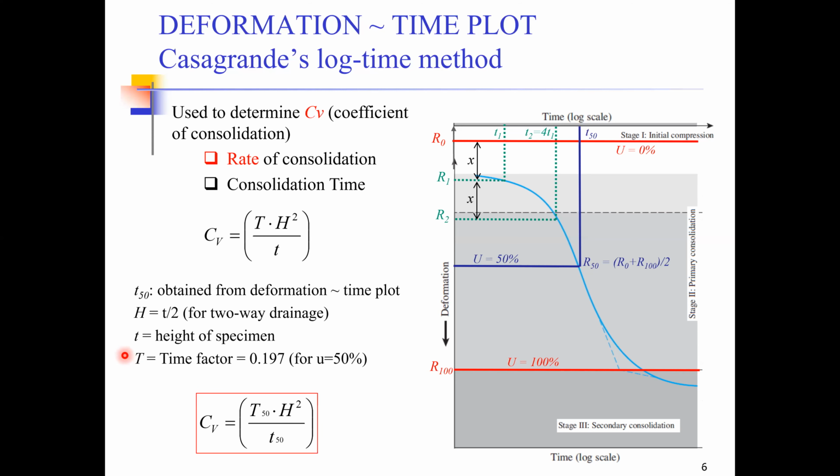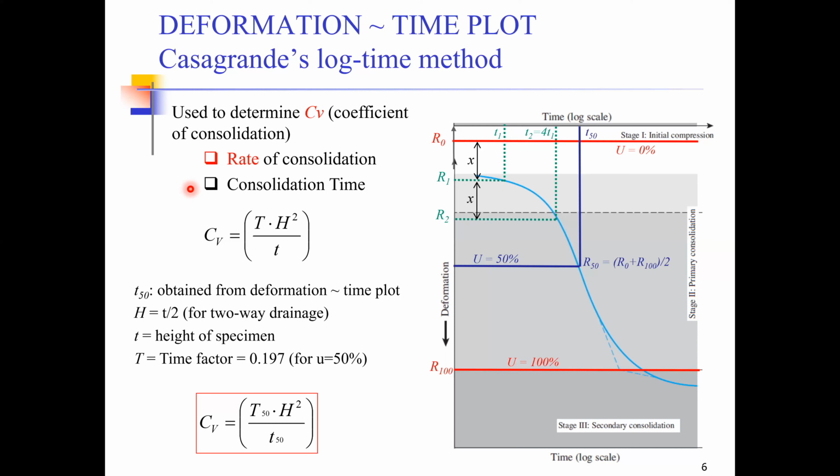So if you know the time factor, you know the length of the drainage path from whether the soil is one-way drainage or two-way drainage, and you have obtained this t50 from this graph, then simply by putting all these values over here, you can determine the value of Cv. And if you have determined the value of Cv, you can then easily determine the rate of consolidation or the consolidation time.